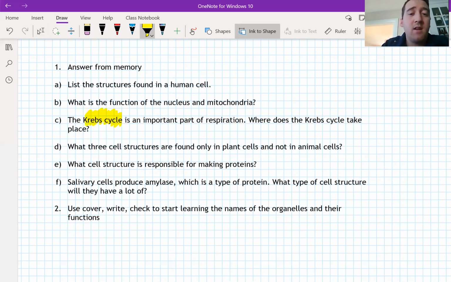The Krebs cycle is an important part of respiration. Okay, I didn't tell you about the Krebs cycle, but I did tell you about respiration, and that's what you need to know. Krebs cycle is part of respiration. Fine, we're talking about respiration. Where then does the Krebs cycle take place? What this question is really asking you, if you didn't already cop onto this, is where does respiration take place? If the Krebs cycle is part of respiration, where does it take place?